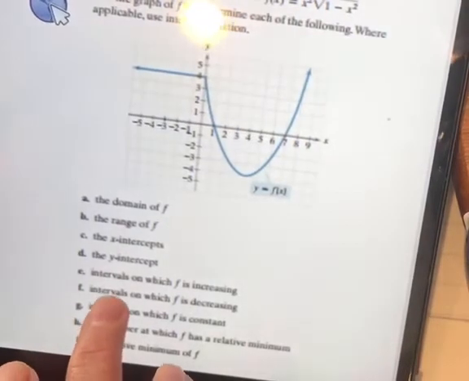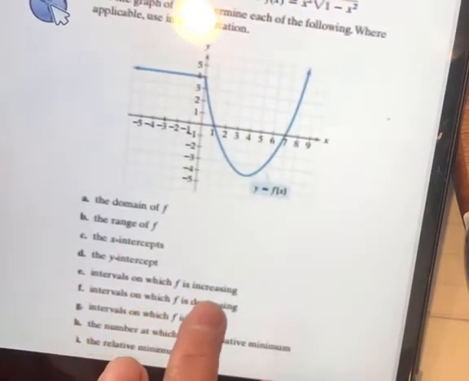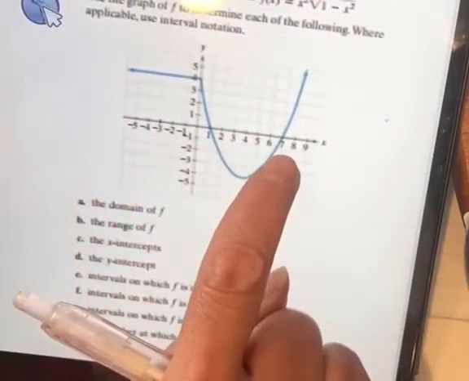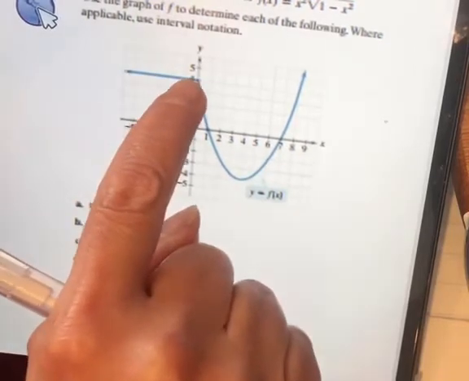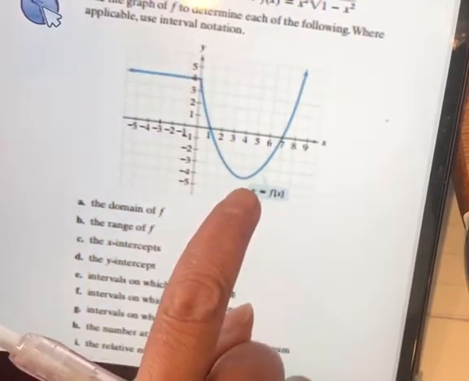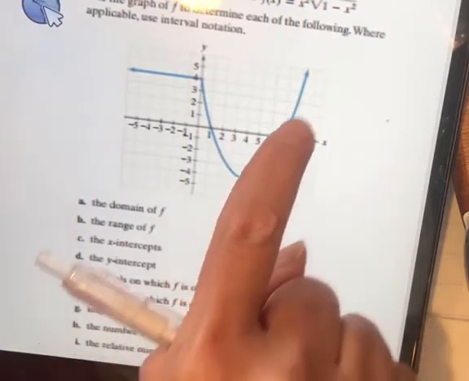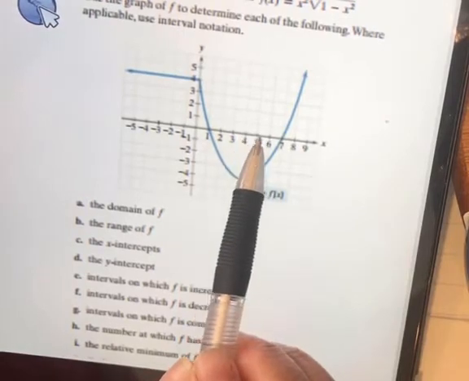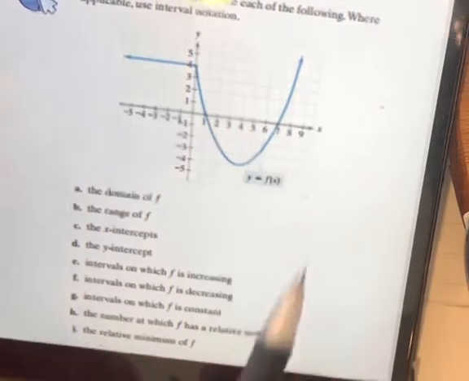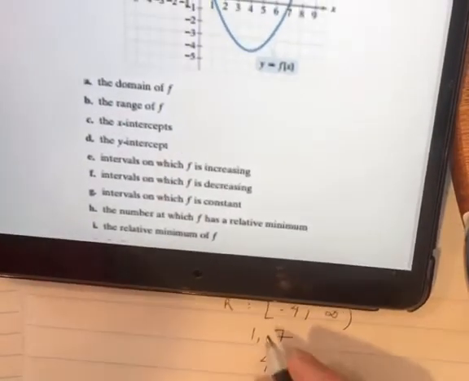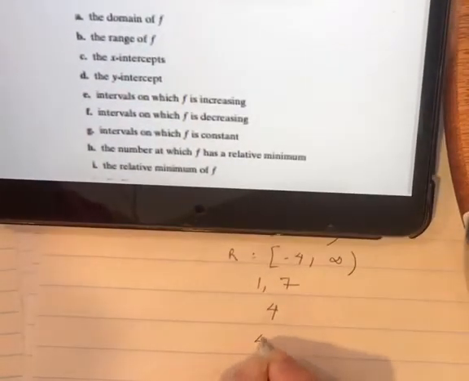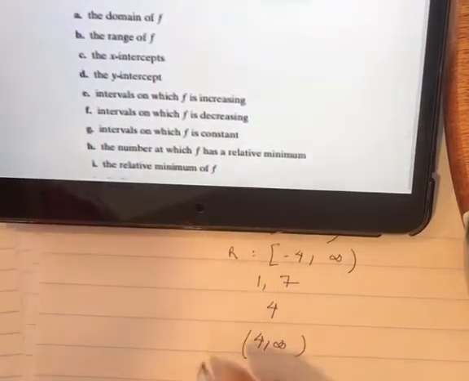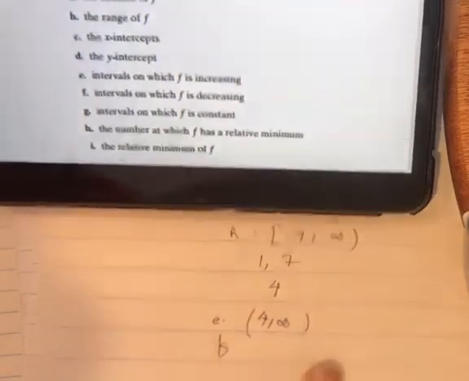Next, they're asking us the intervals in which the function is increasing. You can see it is stationary over here. Here the graph is decreasing, and from this point it is increasing. So from 4 to infinity, your graph is increasing. So it is increasing from 4 to infinity.